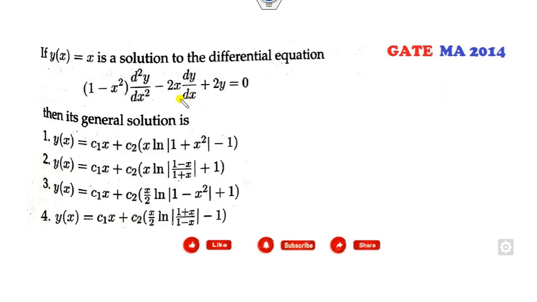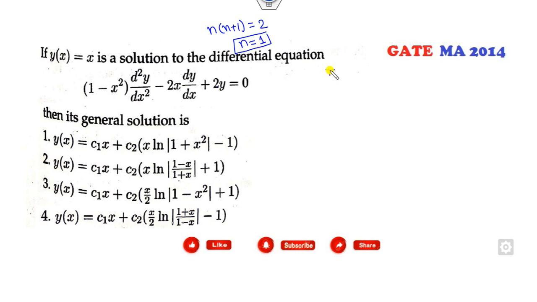Again you can see the Legendre equation. So n plus 1 will be my 2, so clearly n will be my 1. But here they are not talking about this. Now one solution is given to you.